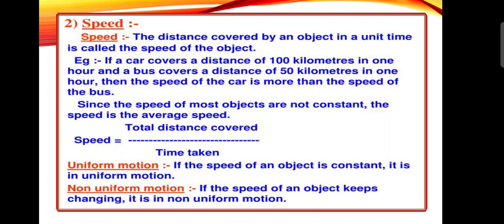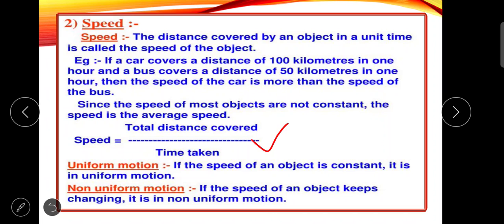Now what is speed? It is actually the distance covered by an object in a unit time. So if a car covers a distance of 100 kilometers in 1 hour and a bus covers a distance of 50 kilometers in 1 hour, then the speed of the car is more than the speed of the bus. Since the speed of most objects is not constant, the average speed is considered. So what is speed? It is nothing but the total distance covered upon time taken.